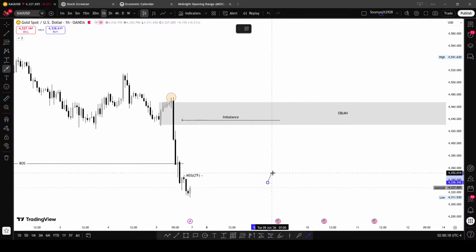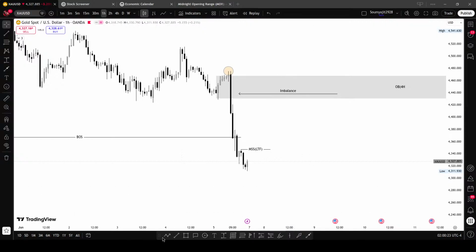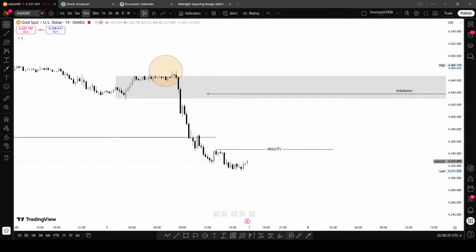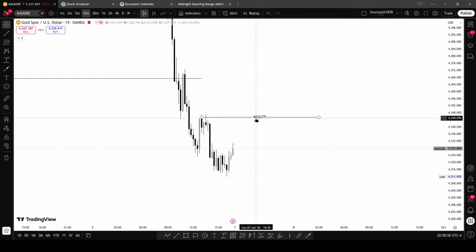Okay, so this is the lower time frame market structure shift that we have. If we go to 15 minutes, okay, sorry for the interruption. Okay, so now we have this lower time frame market structure shift area. That will be on 15 minutes.